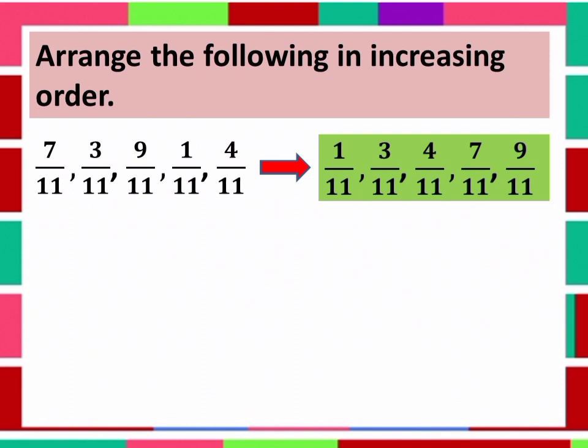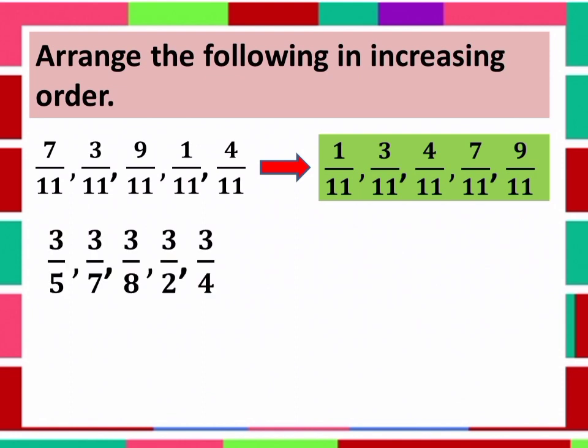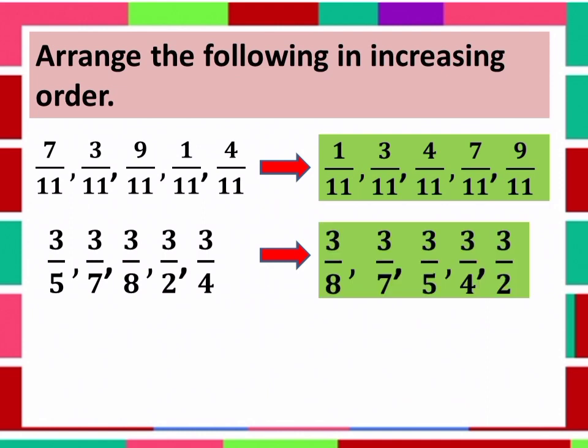Next, ito naman ay magkapareha ang kanilang numerator. Magkaiba ang kanilang denominator. So, ang gagawin naman natin ngayon, yung kanyang denominator ang pagbabasihan natin. So, the answer will be 3 over 8, 3 over 7, 3 over 5, 3 over 4, and 3 over 2. So, that is how we arrange that in increasing order.